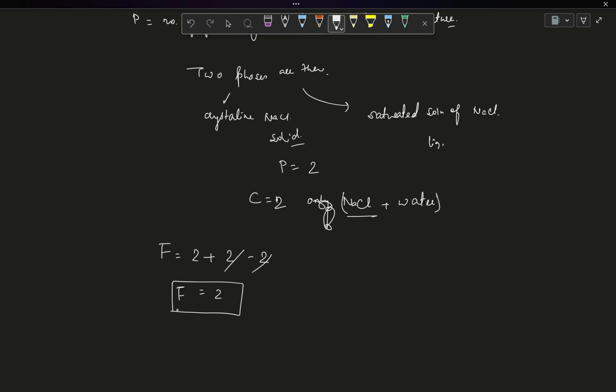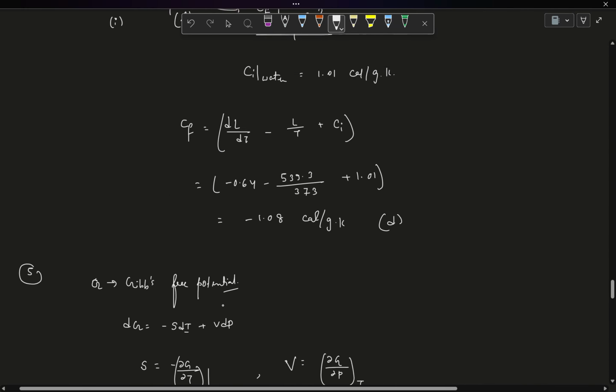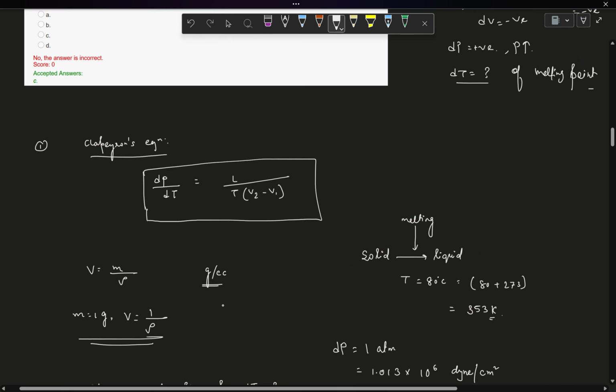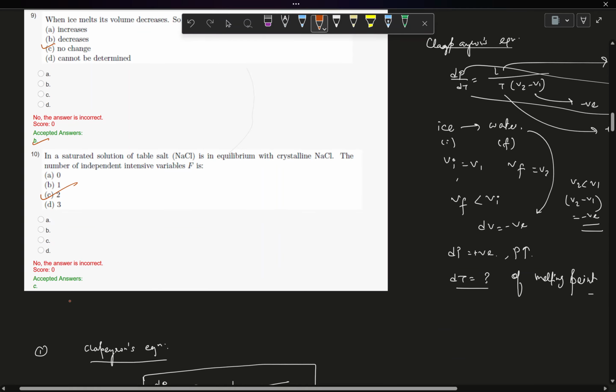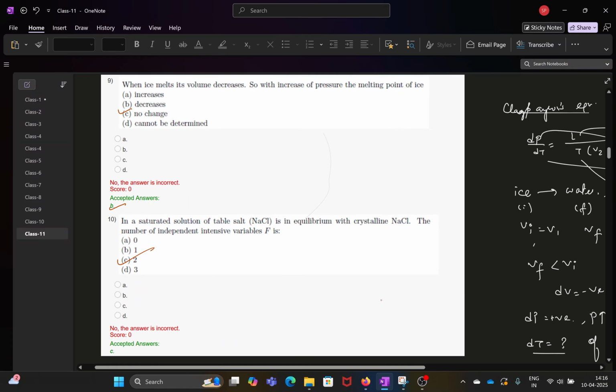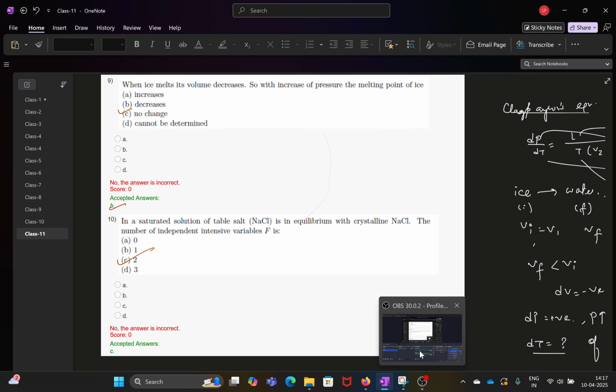So the degree of freedom is 2, that means the number of independent intensive variables in this case is 2. So the correct answer will be 2, which is this. So option number C is correct. So with this we finish the week's assignments practice problems.